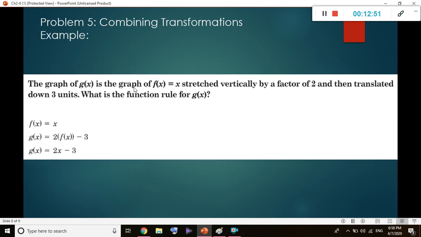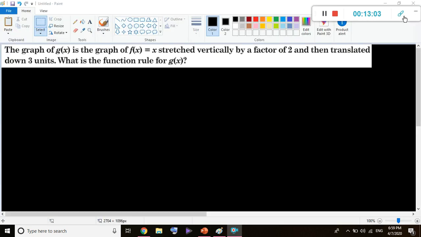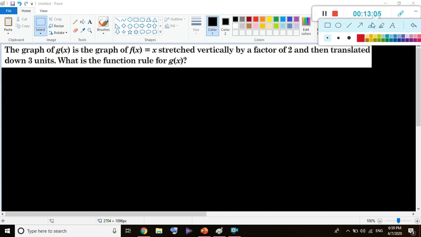Okay, let's see the last problem we have in this lesson. The graph of g of x is the graph of f of x equals x stretched vertically by a factor of 2 and then translated down 3 units. What is the function rule of g of x? Okay, so let's solve it together. So f of x equals x.